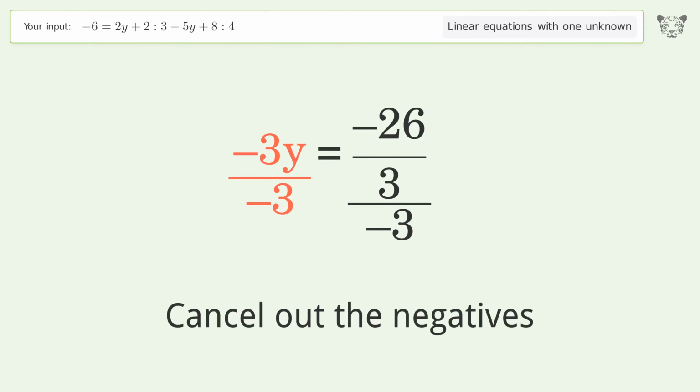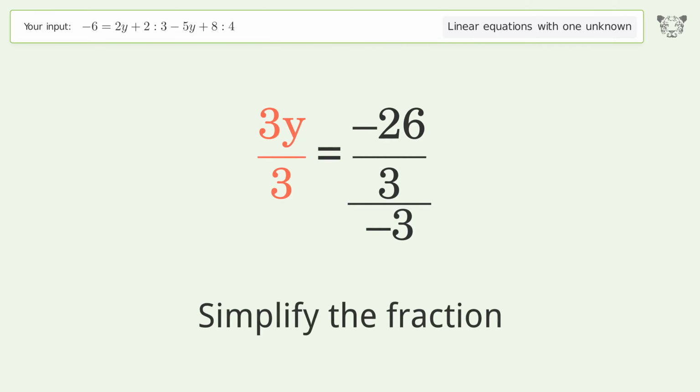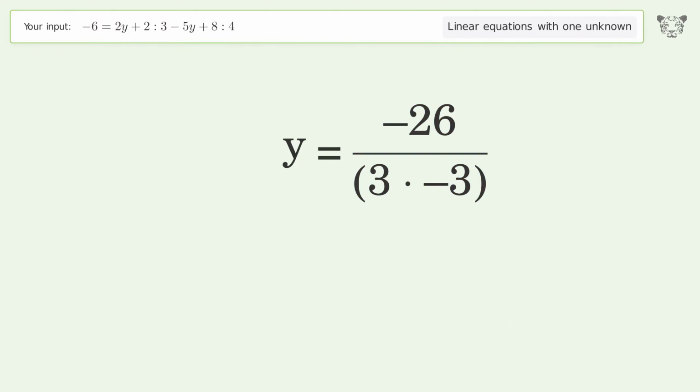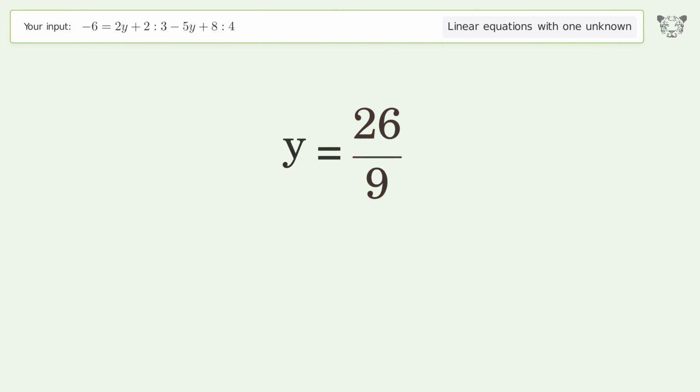Cancel out the negatives. Simplify the fraction. Simplify the arithmetic. And so the final result is y equals 26/9.